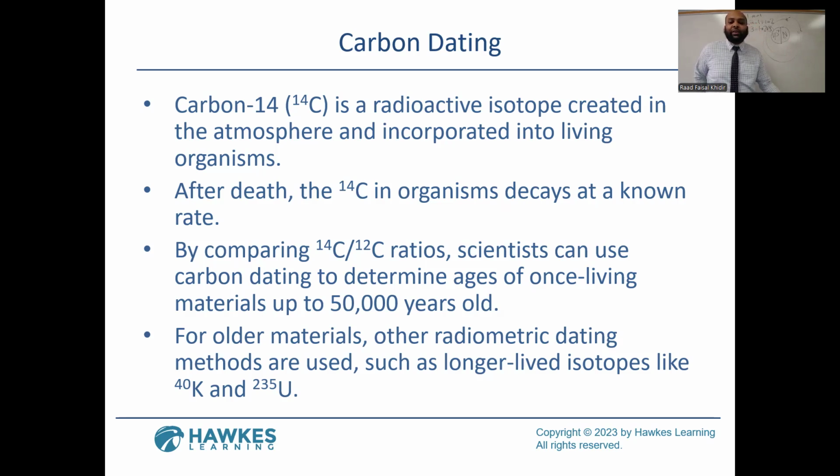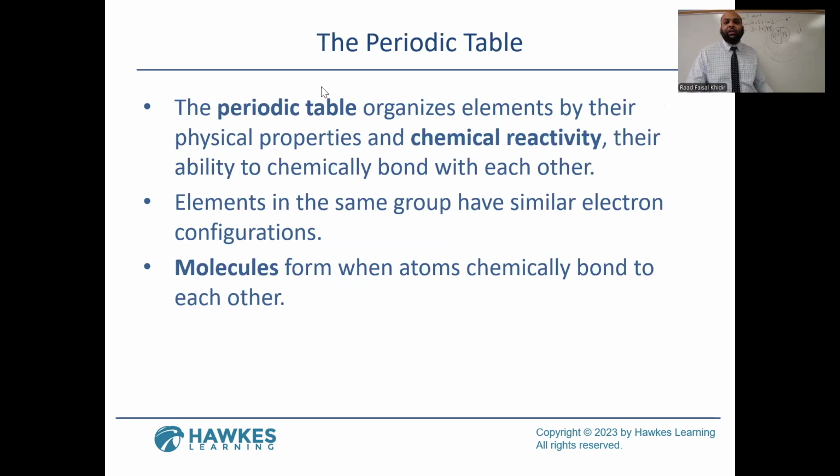For older materials, other radiometric dating is used, such as longer-lived isotopes like potassium-40 and uranium-235. That just shows you the importance of the mass number. The periodic table organizes elements by their physical properties and chemical reactivity, so their ability to chemically bond with each other. Elements in the same group have similar electron configurations. A group is a column.